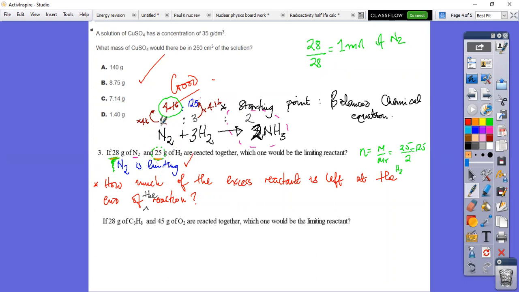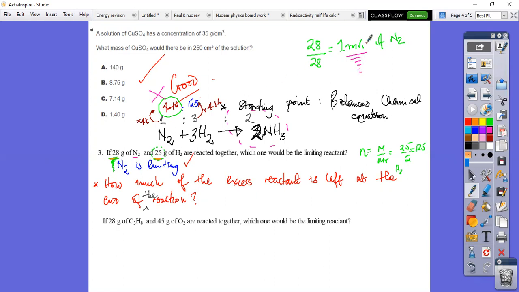So if this is limiting, this is another key point. You need to use the limiting reagent's number of moles to calculate how much of the stuff that is in excess will actually react. I repeat, we use the limiting number of moles to work out how much of the excess stuff will actually participate in the reaction. So I now forget about this 4.16. Completely forget about it because this is not what I have. What I actually have is 1 mole of nitrogen.